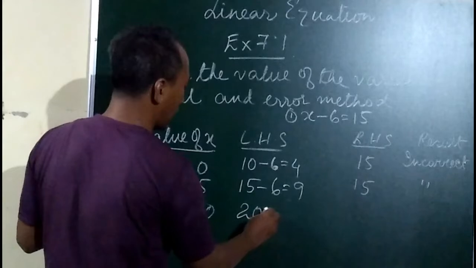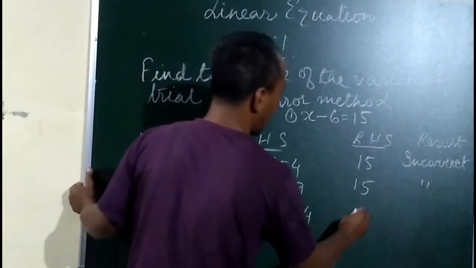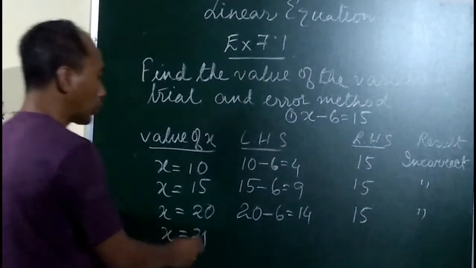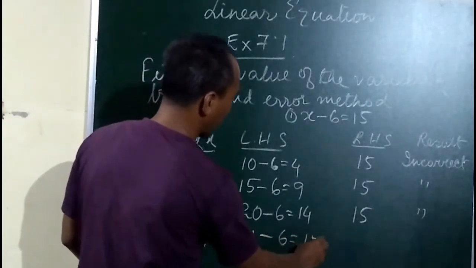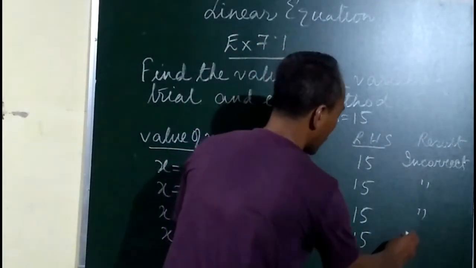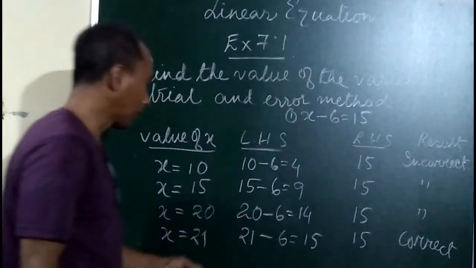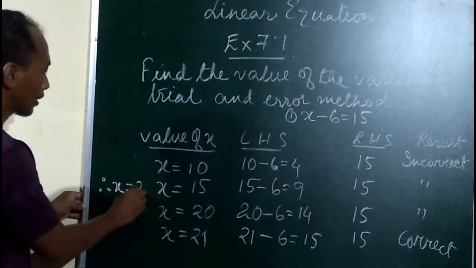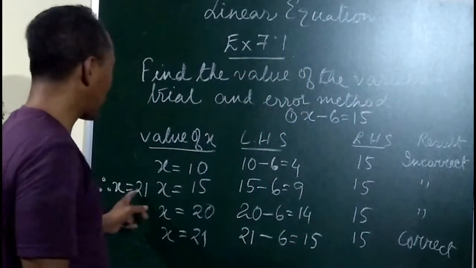The x value taken is 20. 20 minus 6 is 14. The right hand side is 15. Incorrect. So the next value we take is 21. 21 minus 6 is 15. So the right hand side also we get 15. So this is correct. So what do we get as the value of x? We get the value of x as 21. Therefore, the value of x is 21.